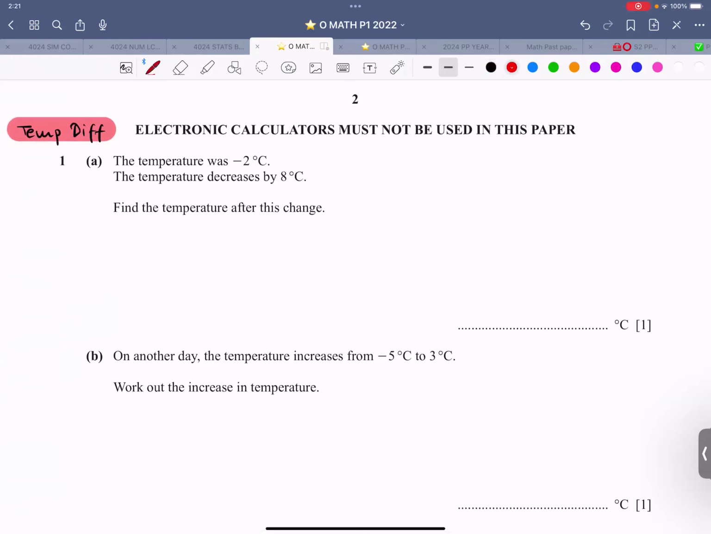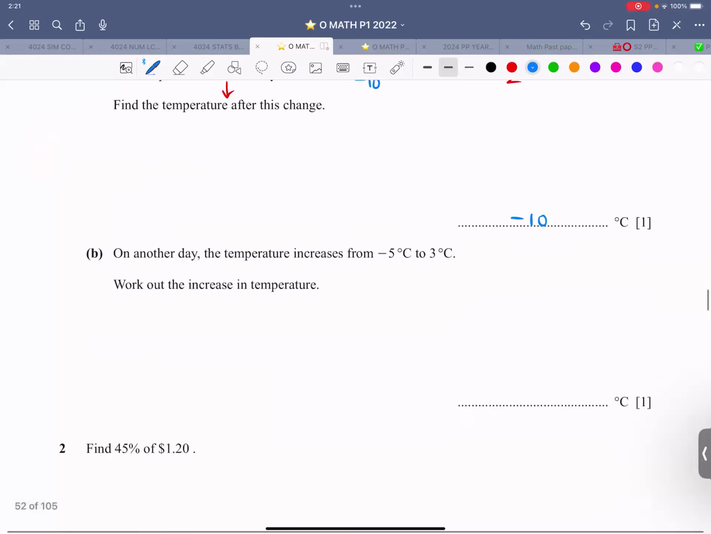Now in the first part, it says the temperature was -2 degrees Celsius. The temperature decreases by 8 degrees Celsius. Find the temperature after this change. So basically, this is -2, and then it's going in this direction by -8. So -2, -8 gives us -10. So the answer is -10 degrees Celsius.